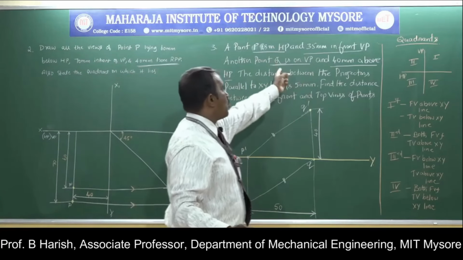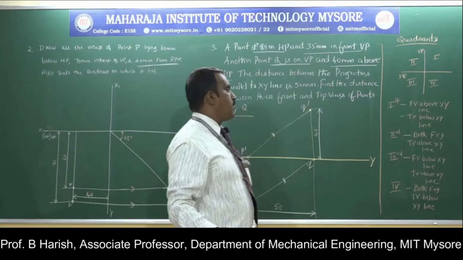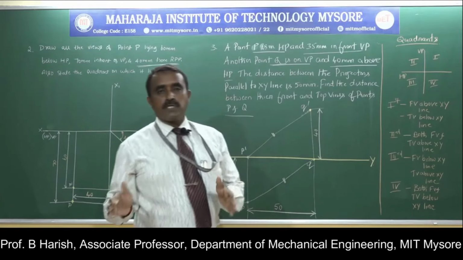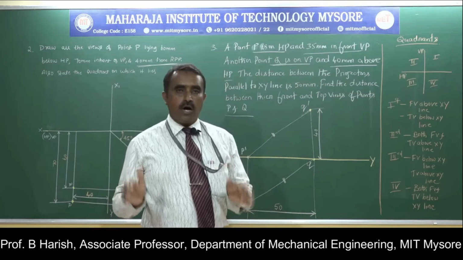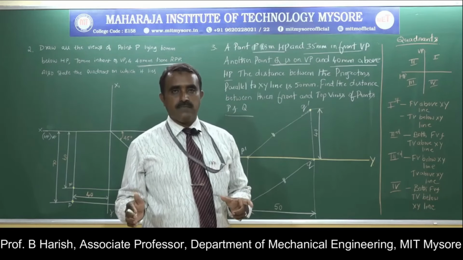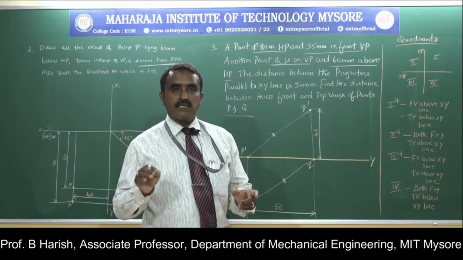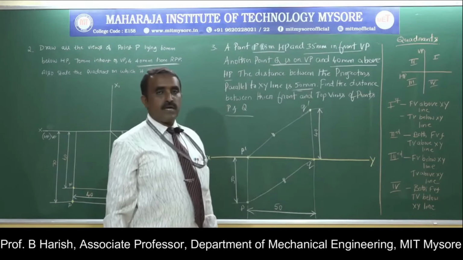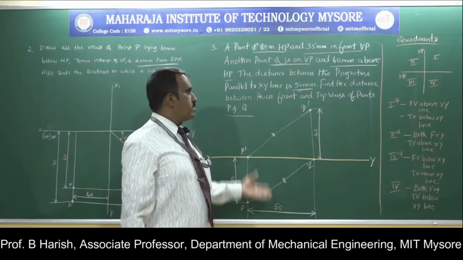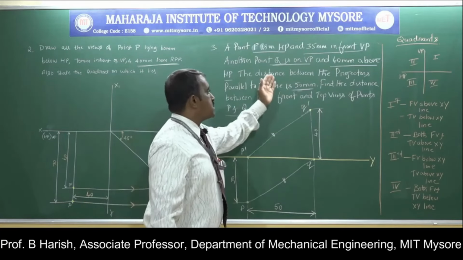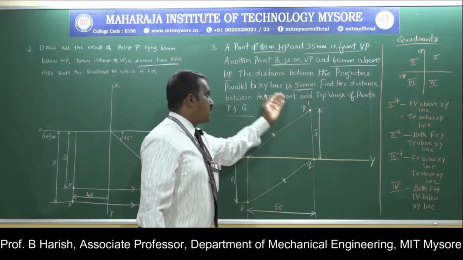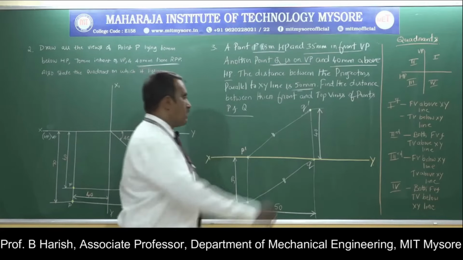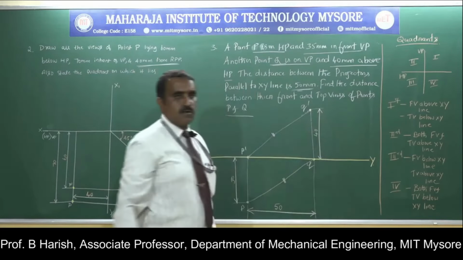Then he has given one more point Q, that is on VP and 40 mm above HP. In the first problem, it was given that we draw the projectors of different points on a common XY line taking a convenient distance. Here that convenient distance is given in the problem itself, 50 mm. He says that the distance between the projectors parallel to the XY line is 50 mm. This is the projection of point P. Somewhere I will get the projection of point Q.